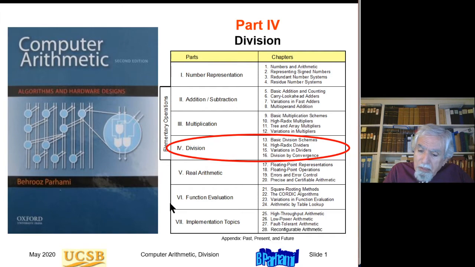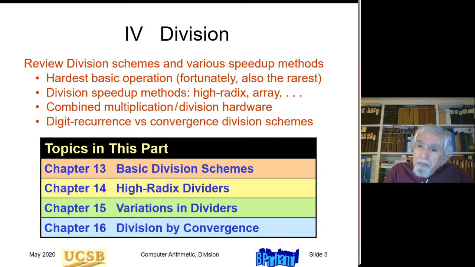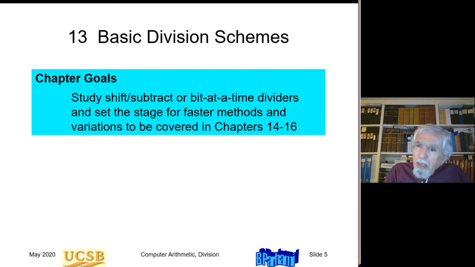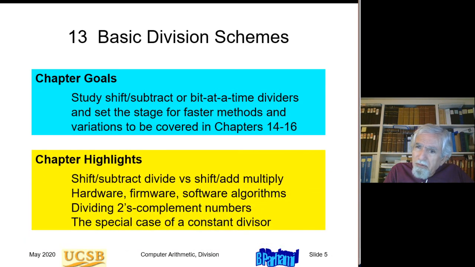Okay, so let's get into basic division schemes, which are based on shift subtract, just as multiplication was based on shift add algorithms dealing with one bit of the multiplier at a time. Basic division schemes are based on shift subtract algorithms, generating one bit of the quotient per iteration.